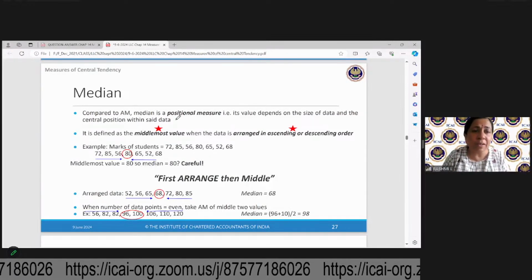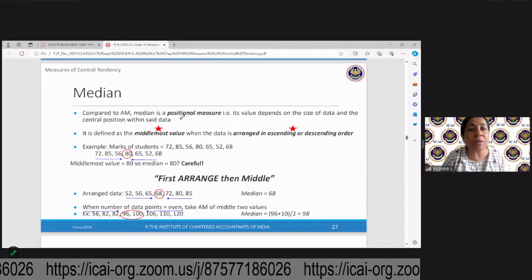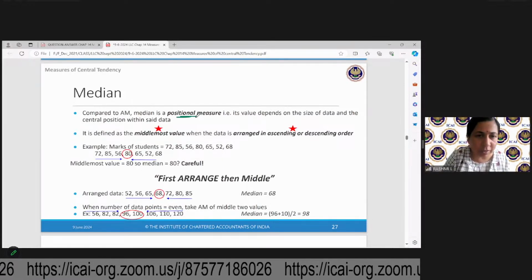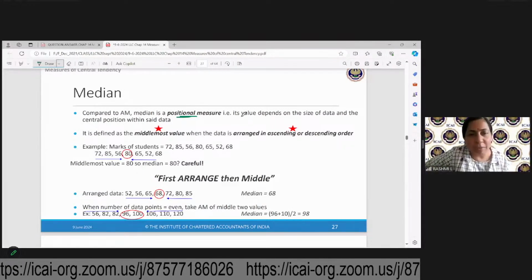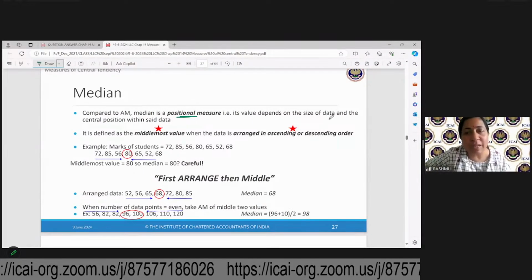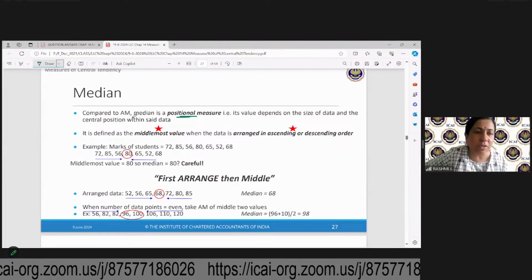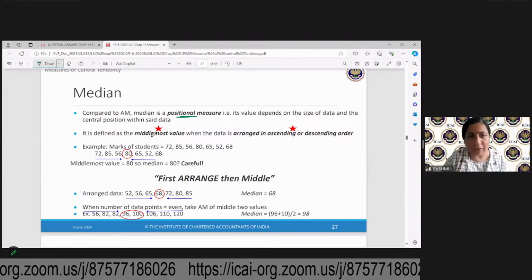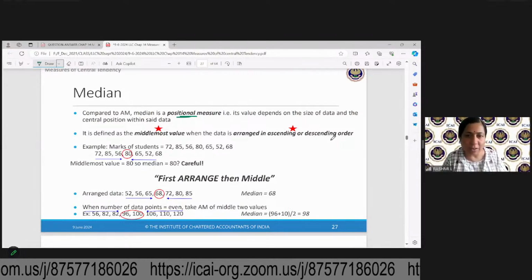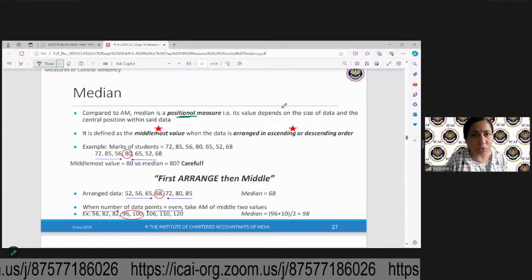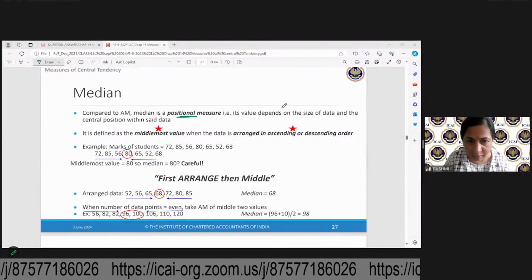Compared to arithmetic mean, it is a positional measure. This is again a very important theoretical question. It is a positional measure, that is, its value depends on the size of the data and the central position within the set of data. It is defined as the middlemost value when the data is arranged in ascending or descending order. You have to choose an order and then work accordingly.